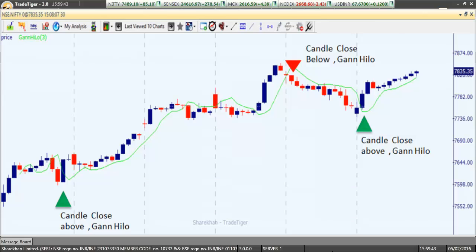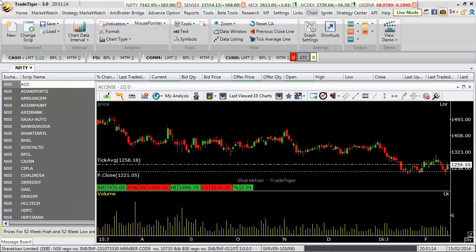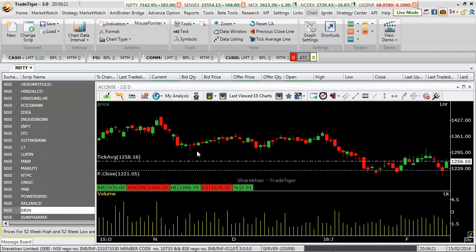Let us jump back to the TradeTiger. So on that note, let us go back onto the TradeTiger screen and see how to apply Gann HiLo indicator on the charts. In this screen we are looking at a daily chart of ACC.